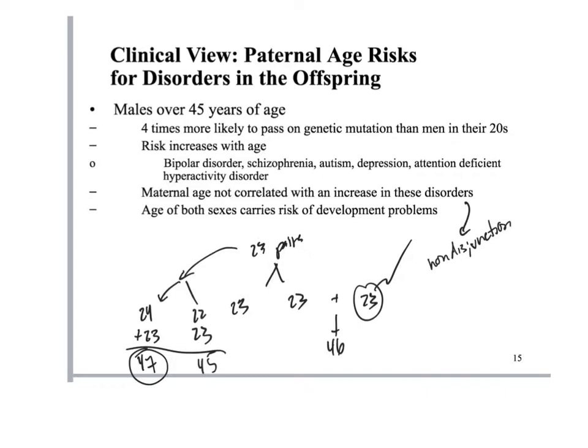All right. So, bottom line, age of both sexes carries a risk of developmental problems, right? Depending upon whether they're genetic, derived from mom or dad.